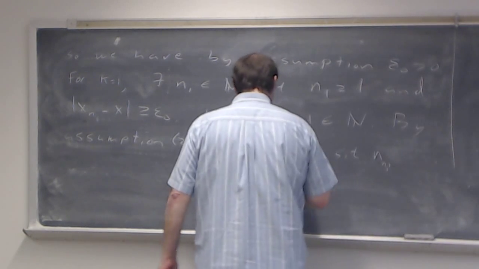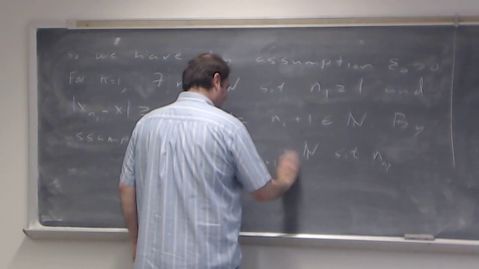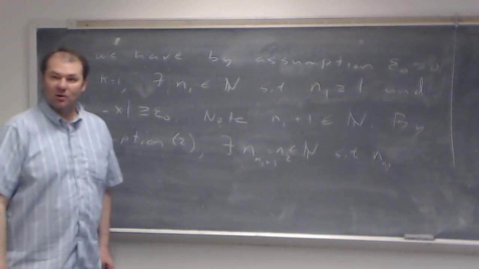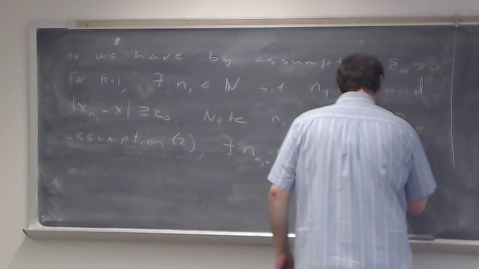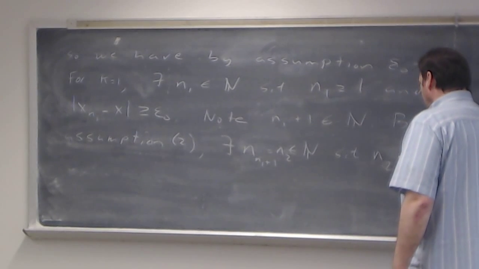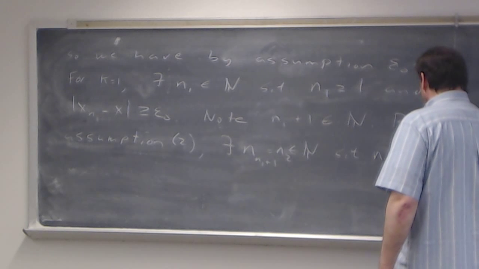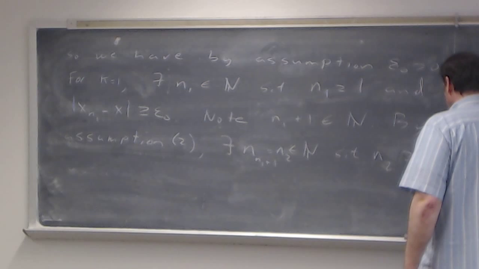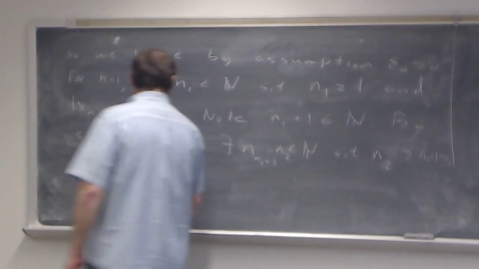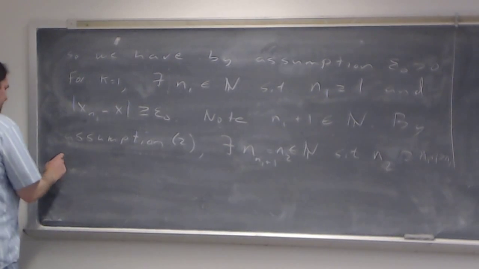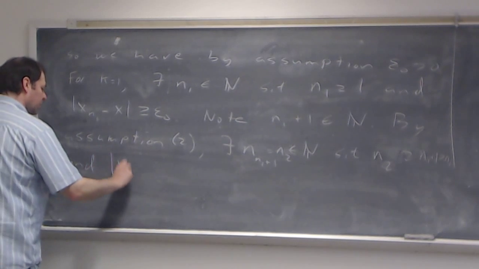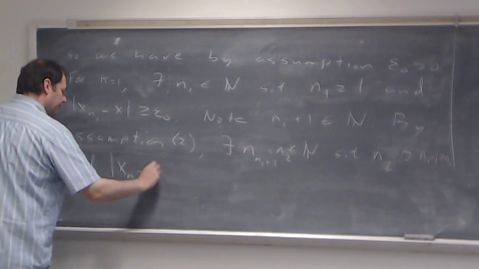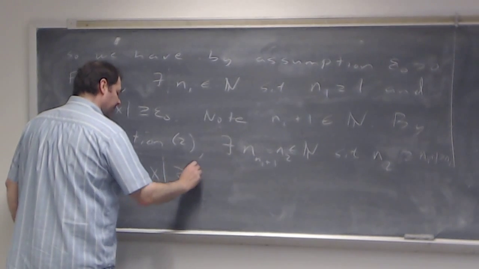Let's give it a different name. Let's call it n sub 2. So that n sub 2 is bigger than or equal to n sub 1 plus 1, which of course is bigger than n sub 1. And the term in the n sub 2 position, which is x of n sub 2, minus x, the distance is greater than or equal to epsilon naught.